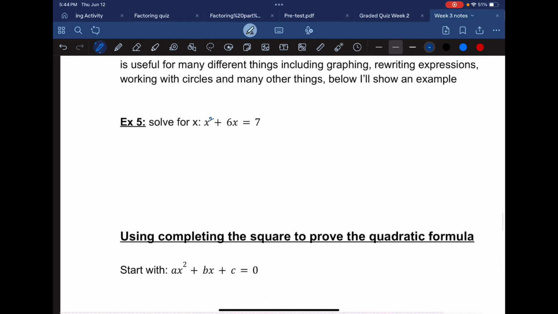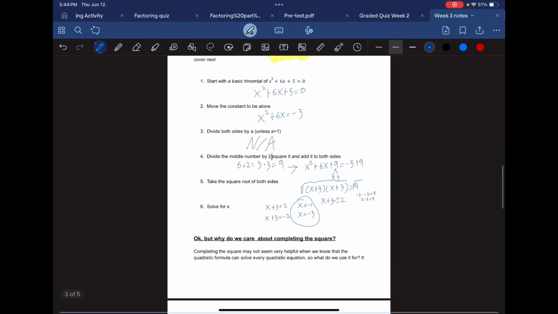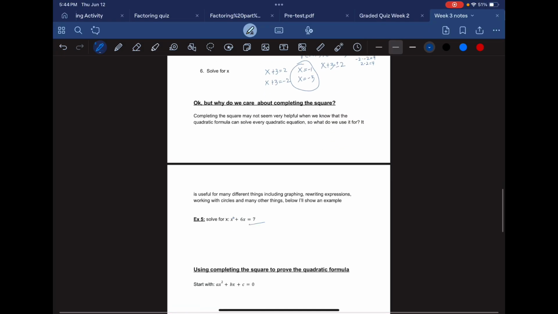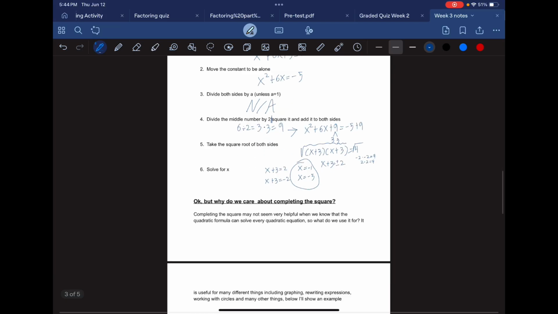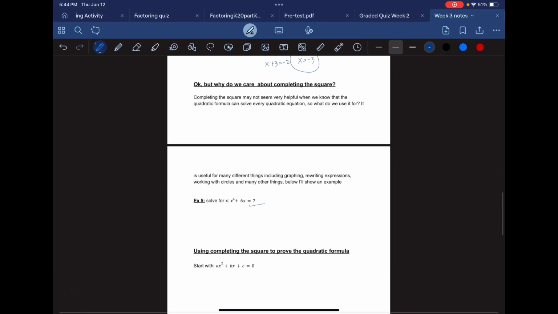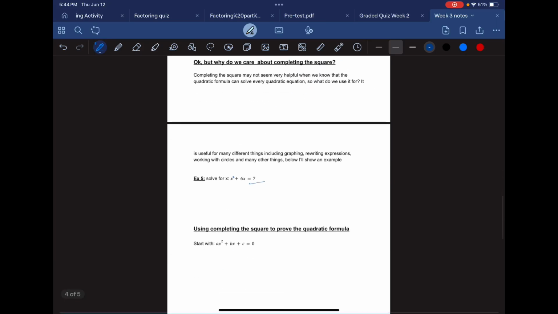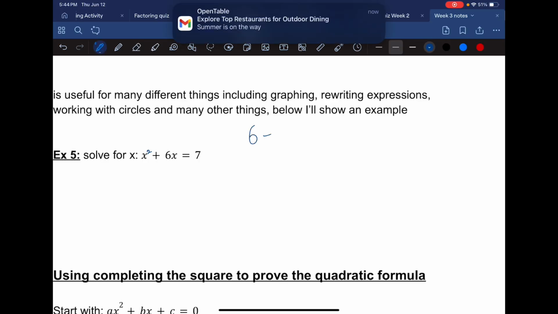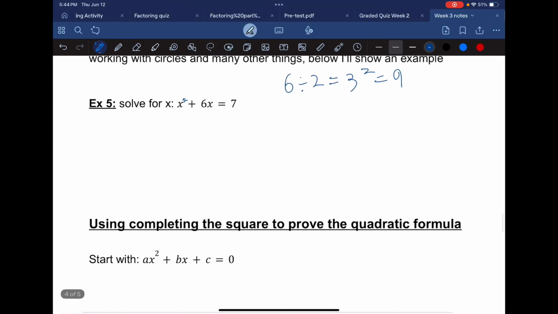So we're going to do the same thing we just did, right? We're starting with the basic trinomial. We're moving the constant to be alone. It's already alone. We're dividing both sides by a. A is 1, so we don't have to. Then we're doing the complicated part. So 6 divided by 2 equals 3, which squared equals 9. So we're going to add that to both sides. We're going to get x squared plus 6x plus 9 equals 16.